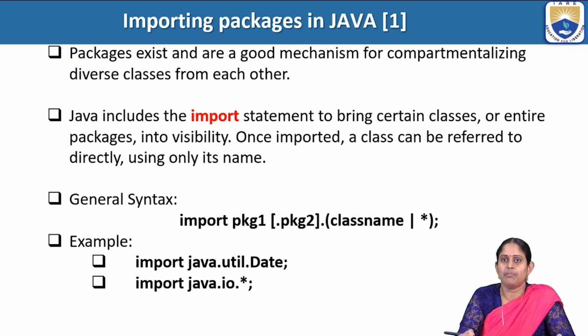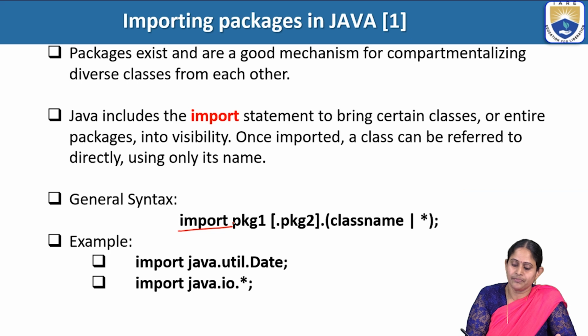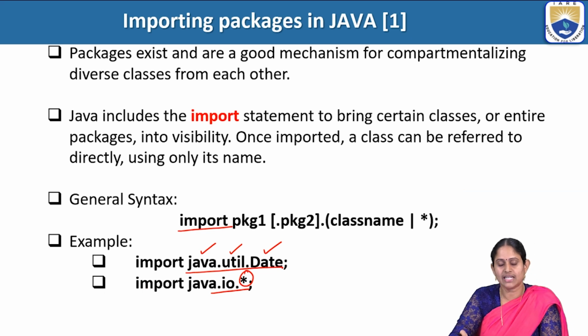So to import the packages, we make use of the import statement. Now this import statement, let's say we are having this statement. It imports the particular Date class from the util package of Java. From Java's util package, it is importing the Date class. And in this case, if you provide star, then it imports all the classes of the IO package of Java.